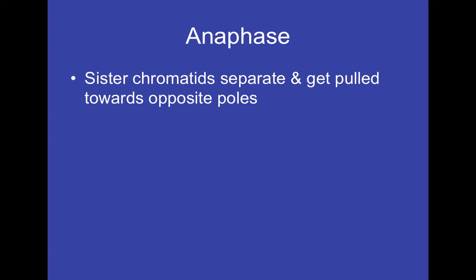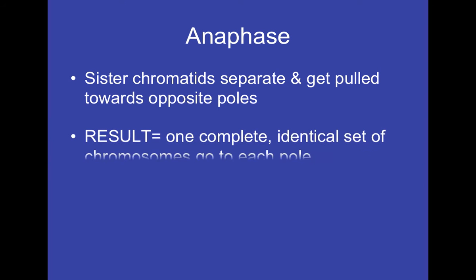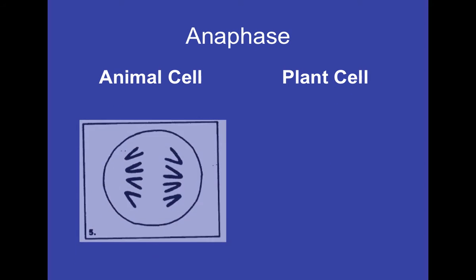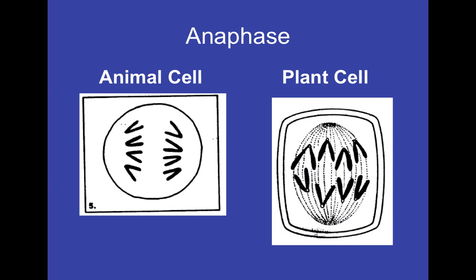In anaphase, the sister chromatids separate and get pulled towards the opposite poles. The result is then one complete identical set of chromosomes that go to each pole, and so we look like this. We're literally pulling them apart.